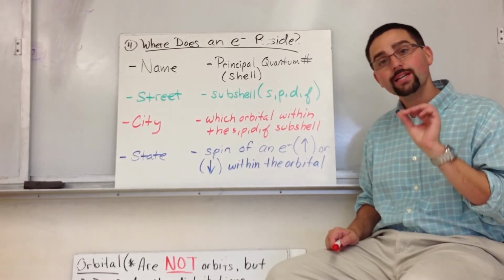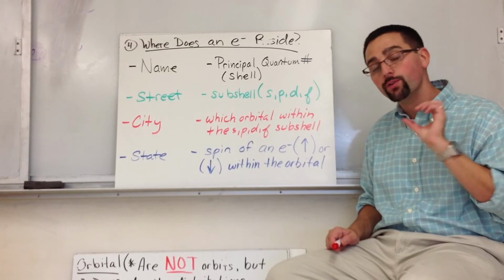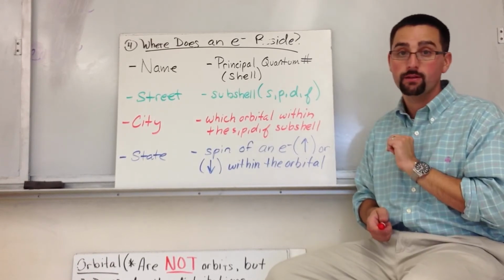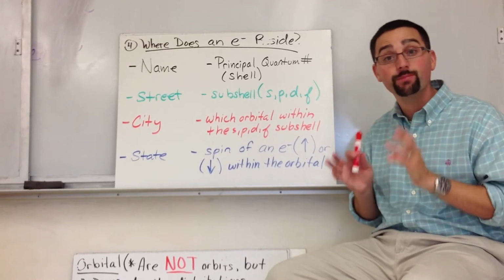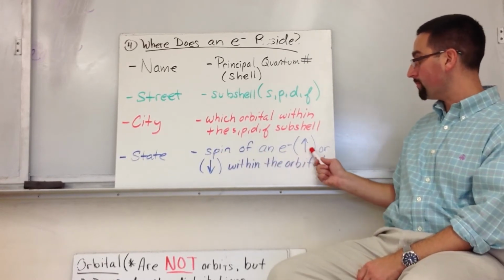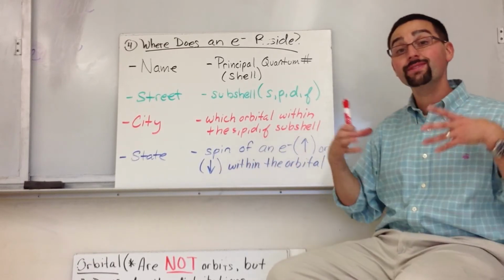Now, electrons that partner up in the same orbital must have opposite spins to offset each other for stability reasons. So the spin of an electron is either up or down within the same orbital.